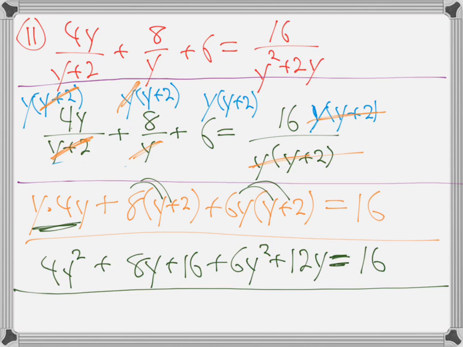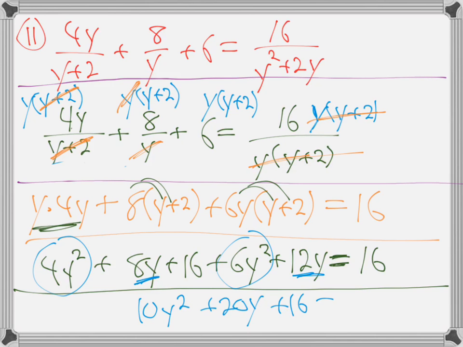Gather like terms, right? 4y squared and 6y squared? 10y squared. 8y and 12y? 20y. We don't make a y squared, just 20y. Just have the numbers in the front. Plus 16 equals 16.